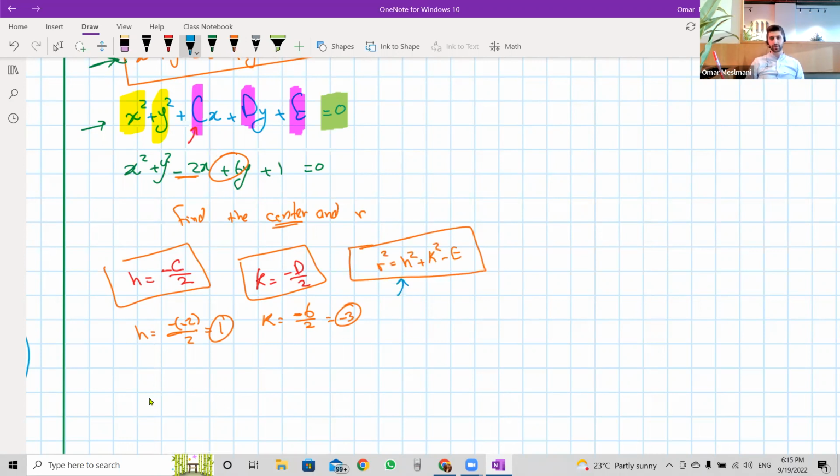Let's try to apply it. R squared equals h squared, the h that you found, so 1 squared, plus k squared, which is minus 3 squared, minus e. What is the value of e that we have here? 1, so minus 1. So R squared equals 1 squared, which is 1, plus 3 squared, which is 9, minus 1. The 1 and minus 1 cancel out, so R squared equals 9. It means that R equals 3.